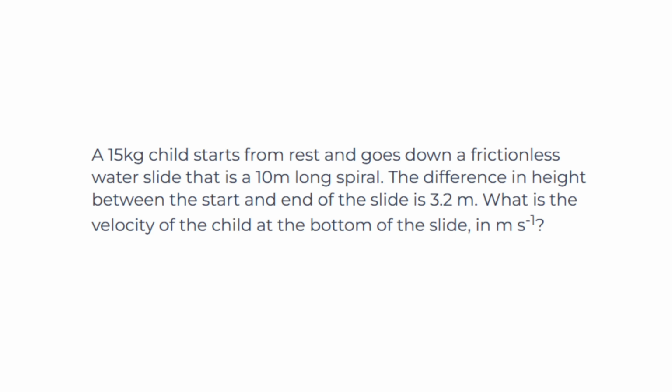Question 8. A 15 kilogram child starts from rest and goes down a frictionless water slide that is a 10-meter long spiral. The difference in height between the start and end of the slide is 3.2 meters. What is the velocity of the child at the bottom of the slide in meters per second?